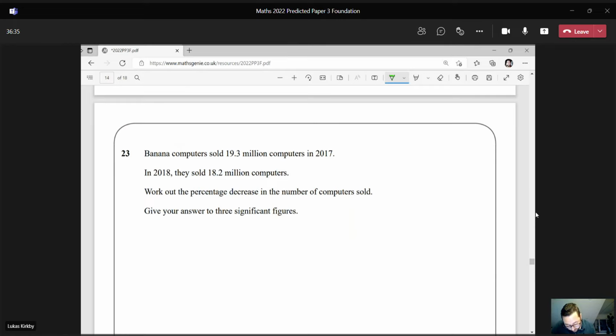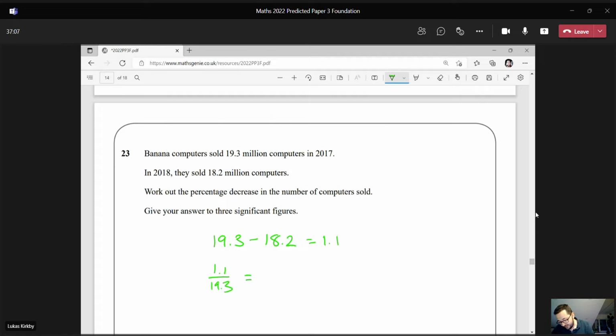Okay, well it's gone from 19.3 to 18.2, so let's just figure out the difference. So that should be 1.1. Again, with everything, just use a calculator. There's no shame in it, and it will make sure that you're not making any silly mistakes. So the difference is 1.1, and we want to work out how much of that is from the original number. So 1.1 over 19.3.